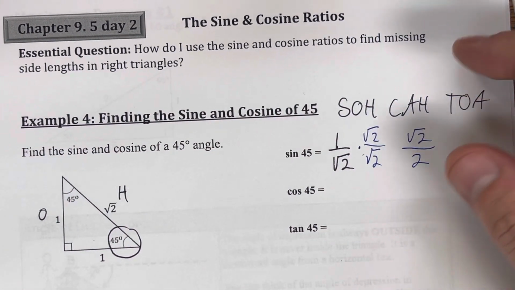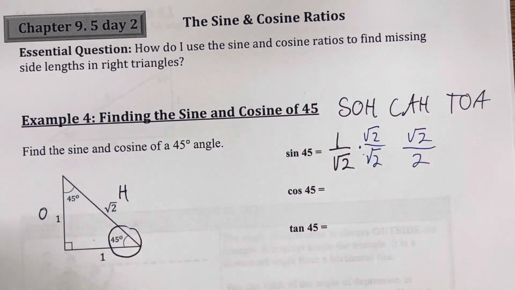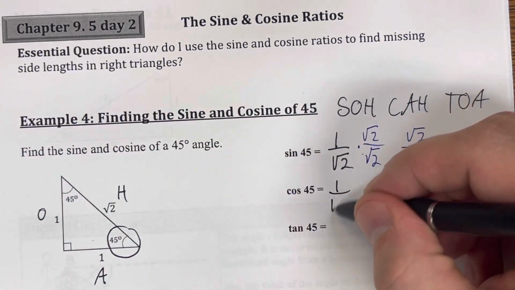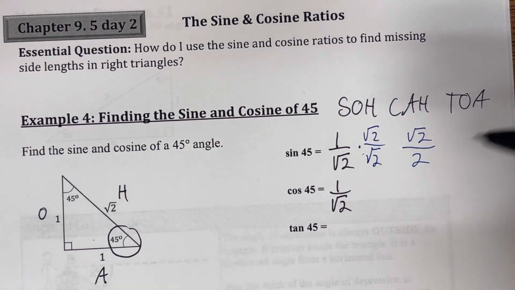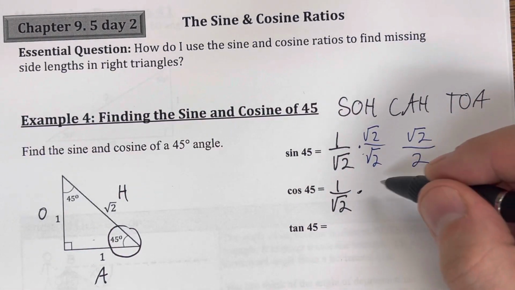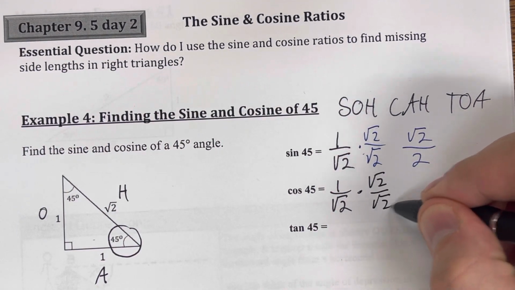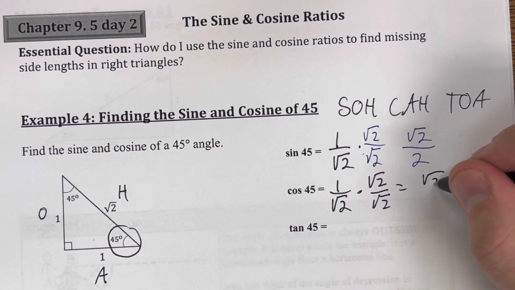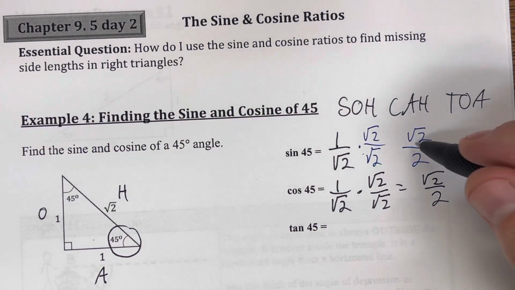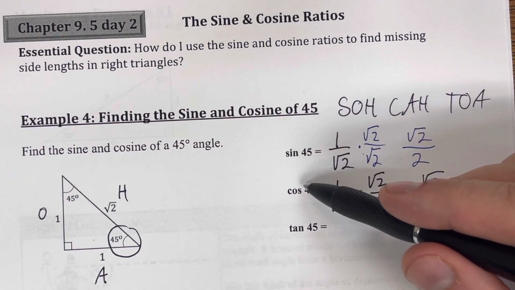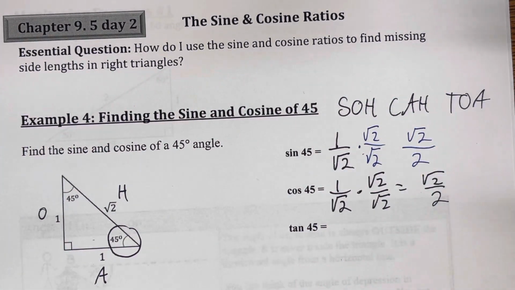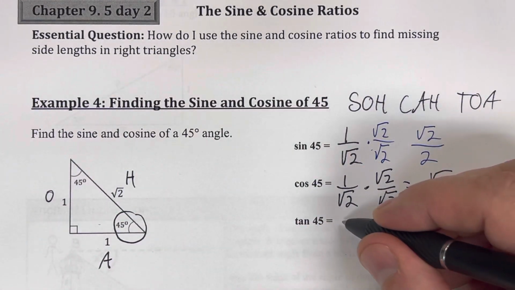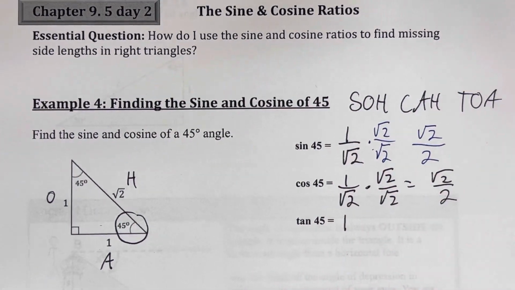Cosine of 45. Adjacent over hypotenuse. Now the adjacent is still 1, and the hypotenuse is still the square root of 2. So it's the same exact process. I still need to rationalize the denominator, multiply by square root of 2 over square root of 2, because the denominator is the square root of 2. And I end up with the square root of 2 over 2 again. These are the same. So the sine of 45 and the cosine of 45 are going to be the same. Tangent of 45. Opposite over adjacent is 1 over 1. So the tangent of 45 is 1.